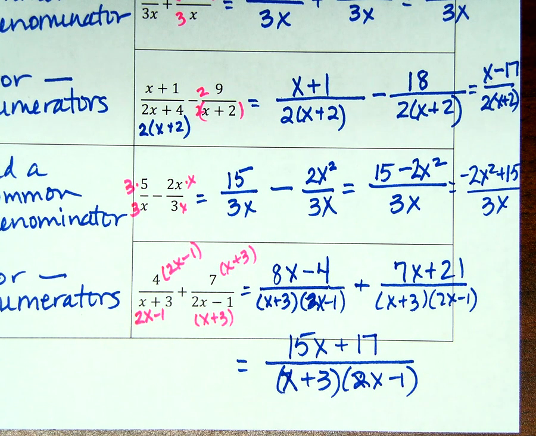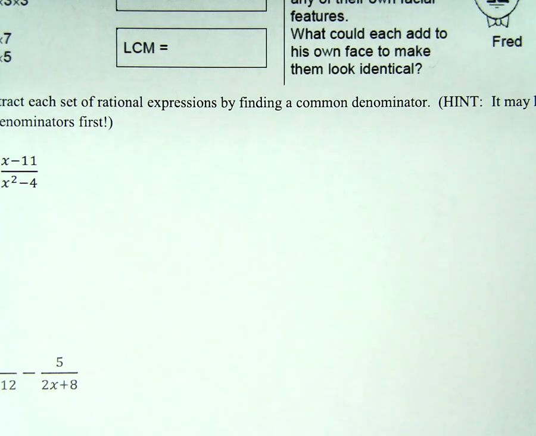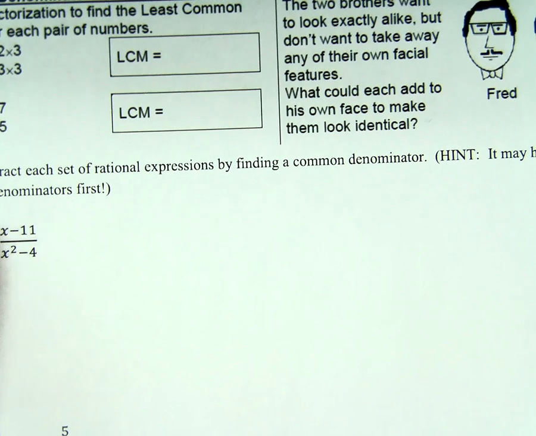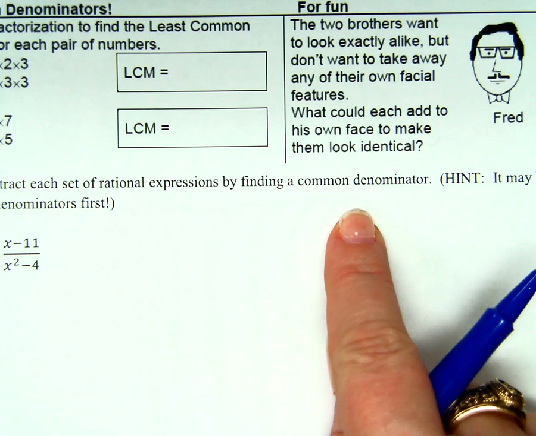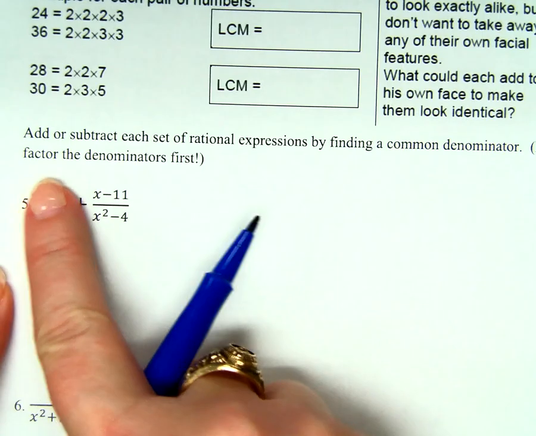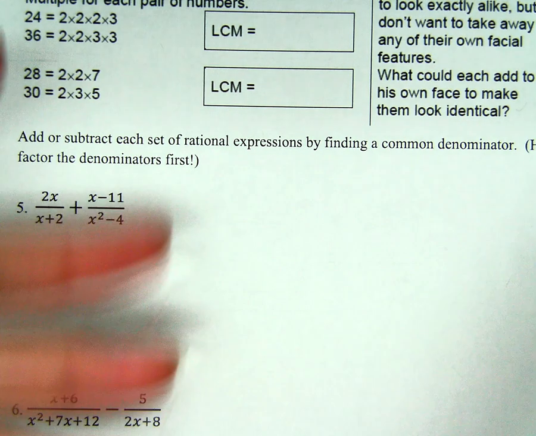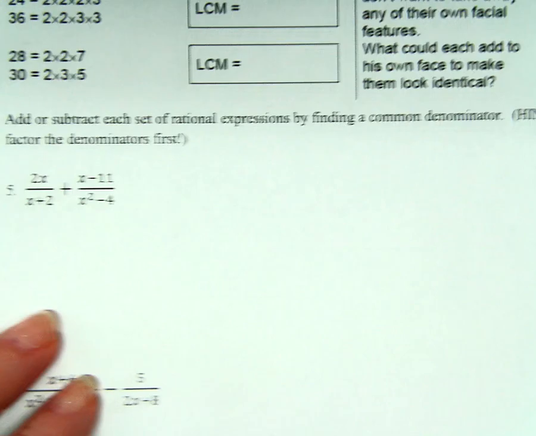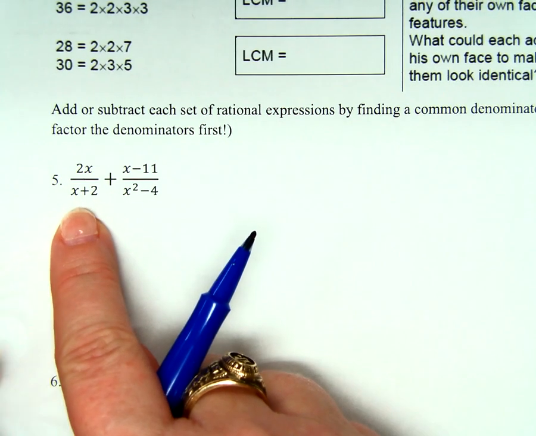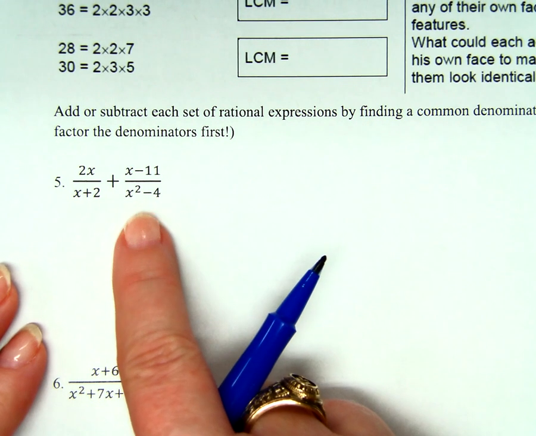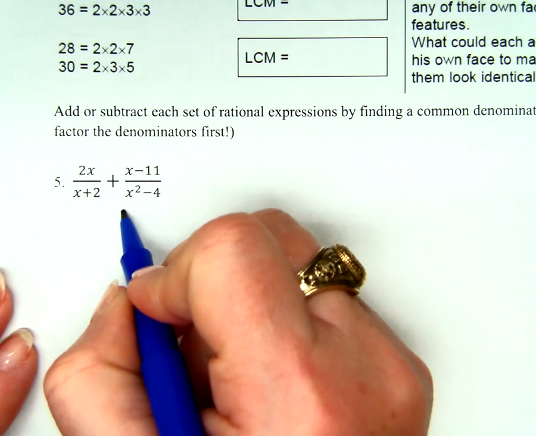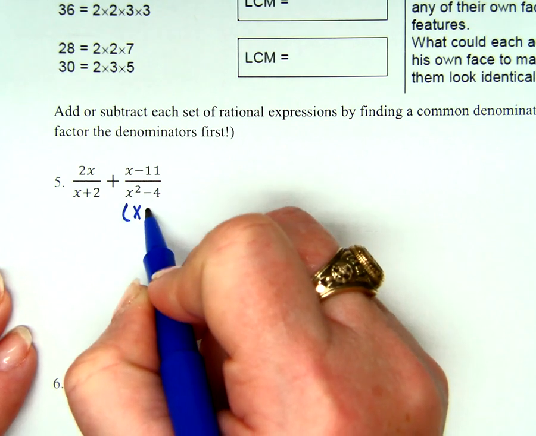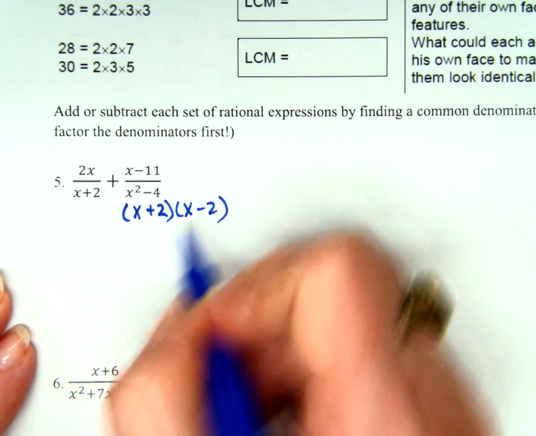Do you see number 5? Add or subtract each set of rational expressions by finding a common denominator. Hint, it may help to factor the denominators first. Isn't that what we did on this one over here? We factored the denominator first so we could see stuff they had in common. Yeah? So let's factor these denominators. Can I do anything to this denominator? No. Can I do anything to this denominator? Oh, yeah. What do you notice about this? It's the difference of squares, right? What does it look like if I factor it? x plus 2 and x minus 2, right?